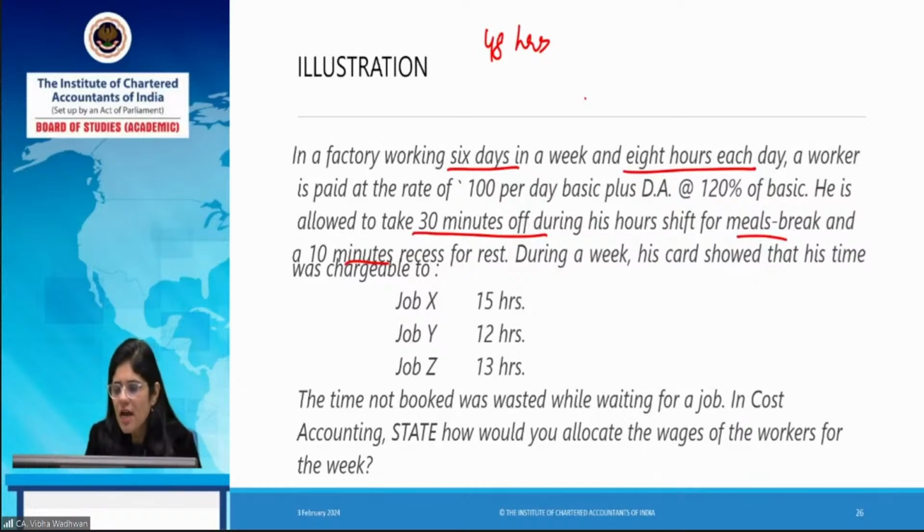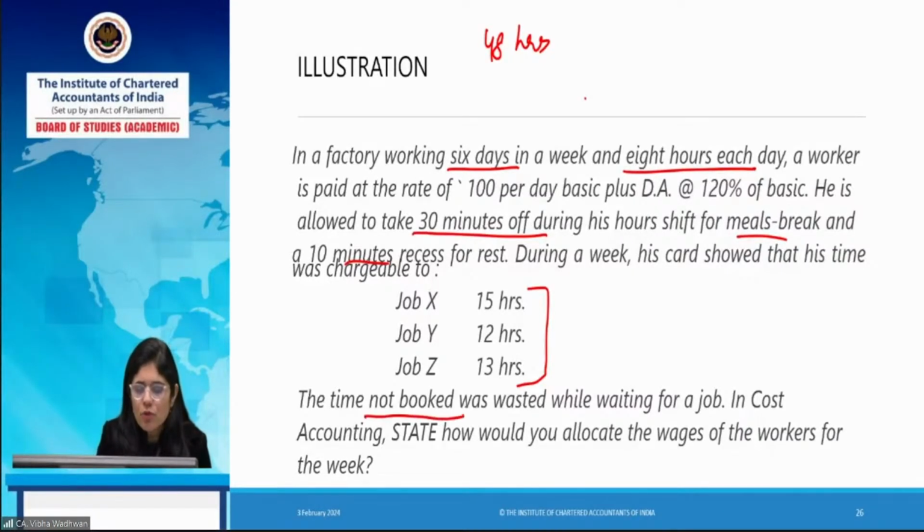During a week, his card showed his time. The employee card has shown that he has worked on 3 jobs. On job X, he has worked for 15 hours. On job Y, he has worked for 12 hours. And on job Z, he has worked for 13 hours. The time not booked was wasted.